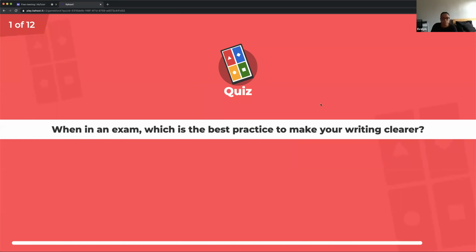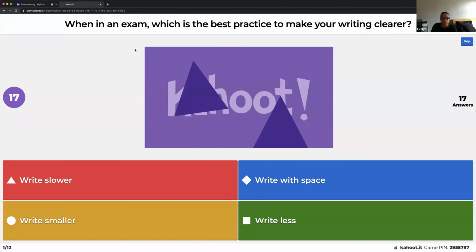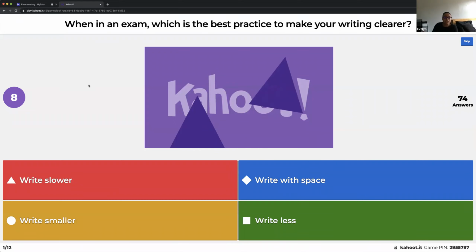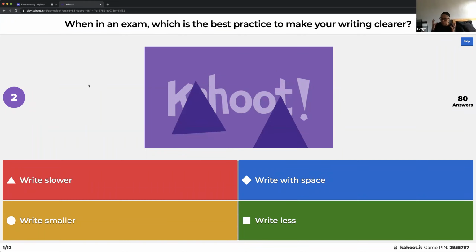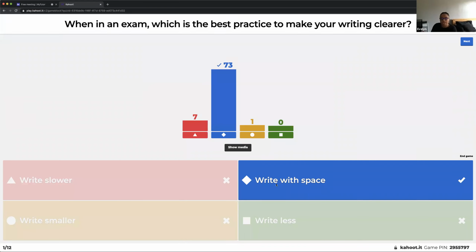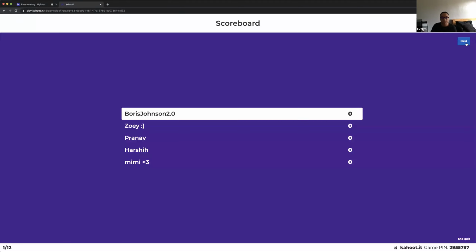Right, when in an exam, which is the best practice to make your writing clearer? Now, someone said in the top right, you wrote, ask for help when you need it. Yes, if you're revising and there's just something you cannot get your head around, ask your teacher. If you need a tutor, ask a tutor. Always ask for help. Brilliant, write with space. That is the best thing. If you write slower, you might run out of time. You don't have to write slower, you don't have to write less, you don't have to write even smaller. Writing smaller will make it even harder to read. Just write with space.